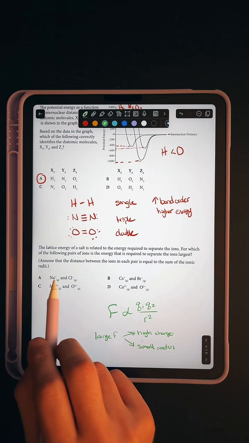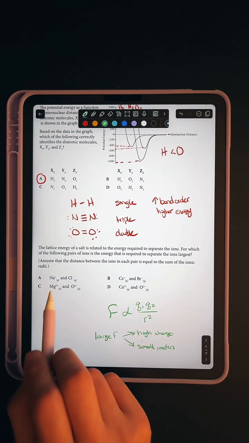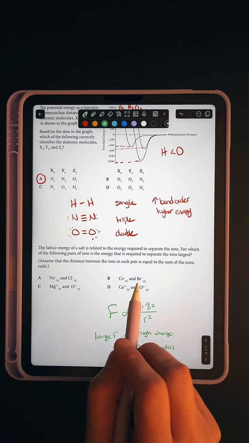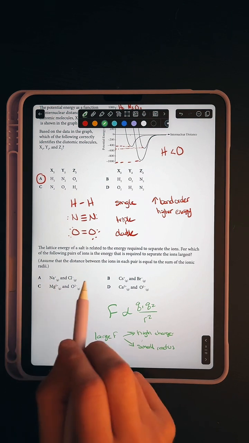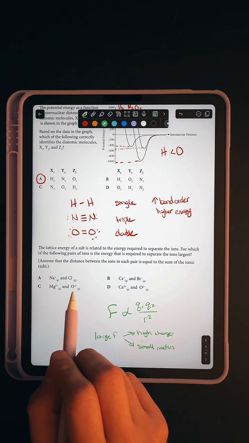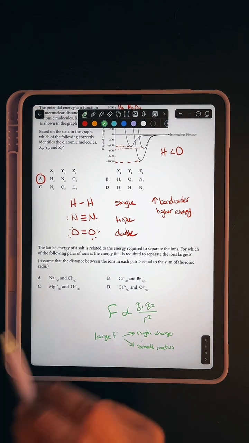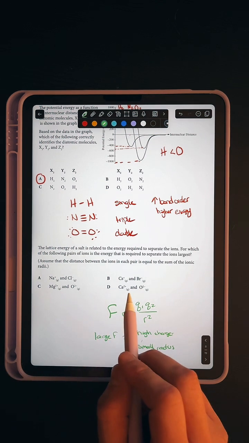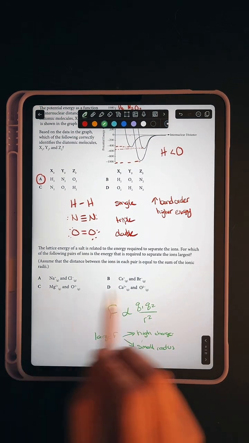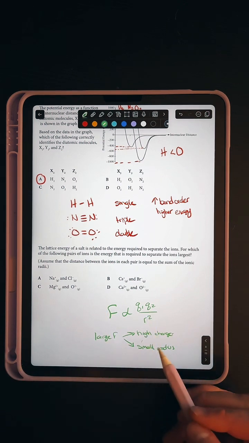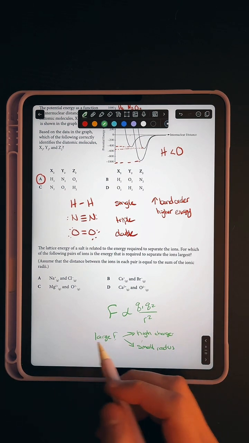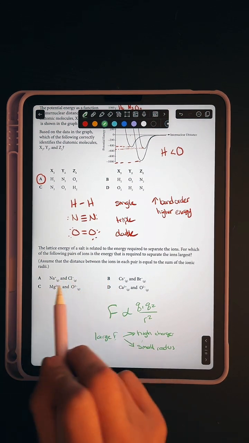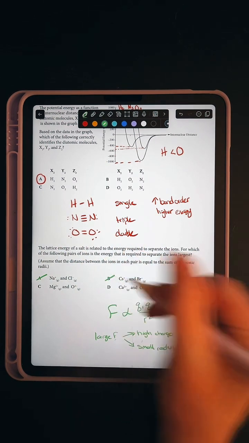So if we look at something like our charges on our ions, we see that NaCl, sodium, chlorine, cesium, and bromine all have a 1 charge, +1 and -1, whereas magnesium and oxygen, as well as calcium and oxygen, they have a 2 on their charge. So because magnesium and oxygen and calcium, and because C and D have larger charges, and we're looking for a larger F or a larger lattice energy, those are going to have a larger lattice energy than something like A and B, where they only have a charge of 1. So we can go ahead and cross out A and B.